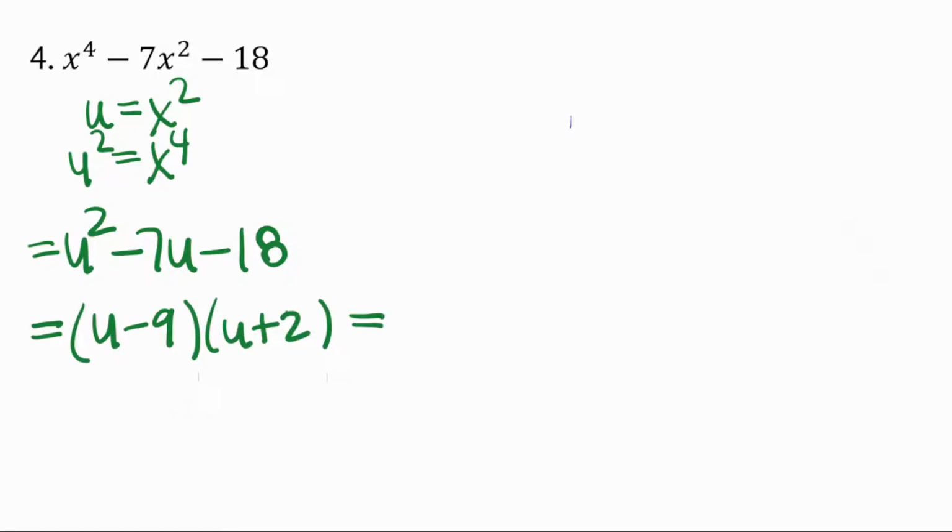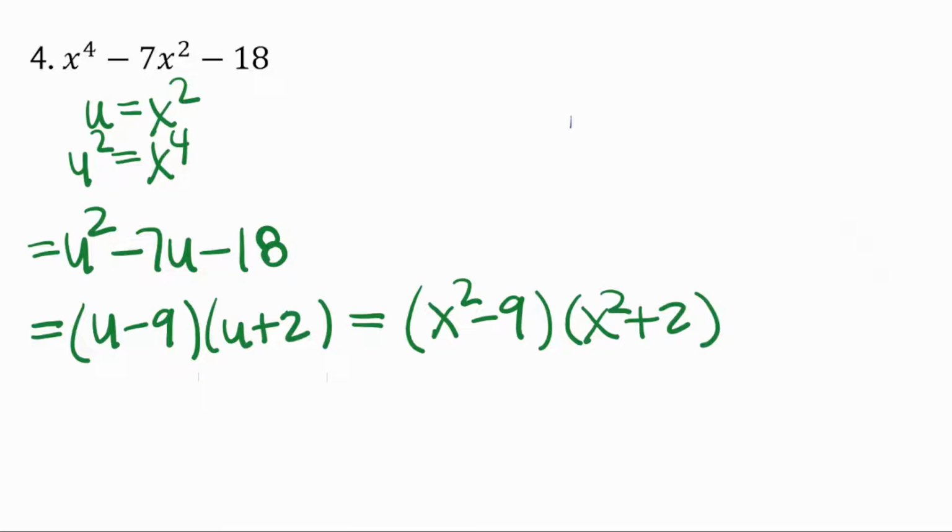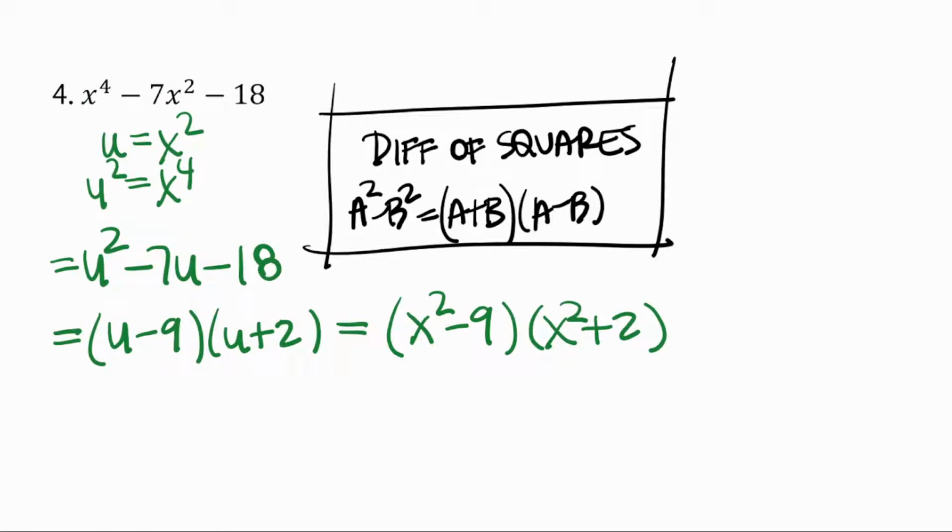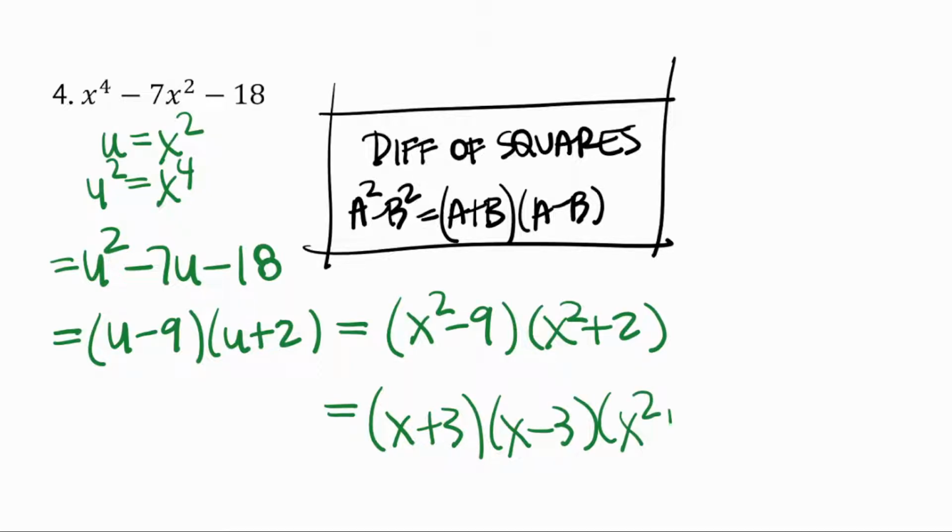Okay, and then we know that u is x squared, so we've got x squared minus 9 times x squared plus 2. We've got ourselves a difference of squares here, so we'll factor that. No, we won't factor a sum of squares, though, because we don't have anything for that.